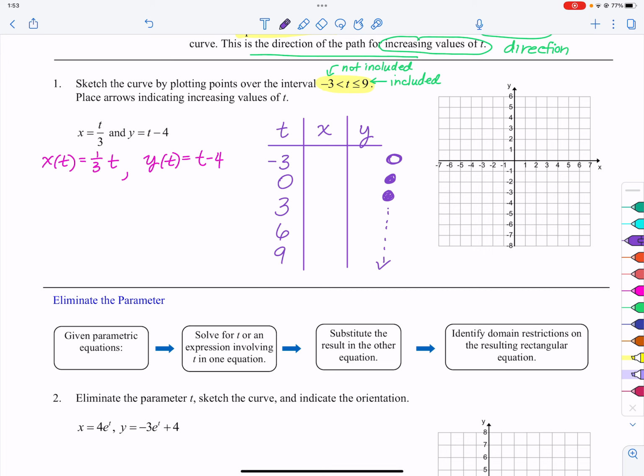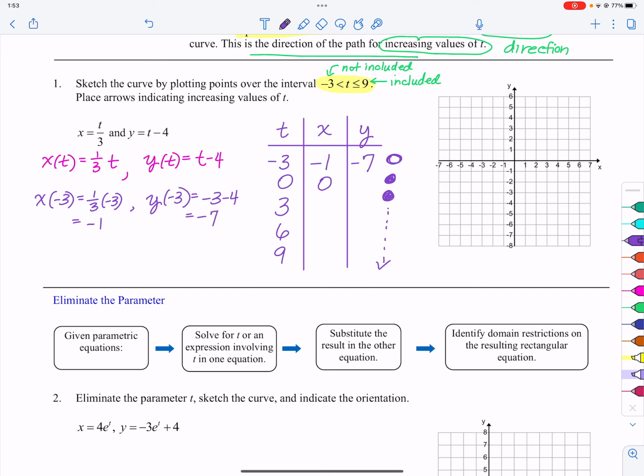Then let's choose 0, maybe 3, 6, and we can stop at 9, and we are including 9. When you plug in t equal to -3, x of -3 is 1/3 times -3. That's -3 divided by 3, and that's -1. I'll do these first ones for you. y of -3 is -3 minus 4, and that's equal to -7. You can pause the video if you'd like and finish those up.